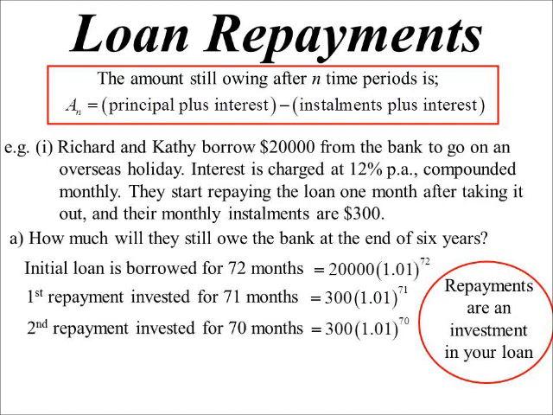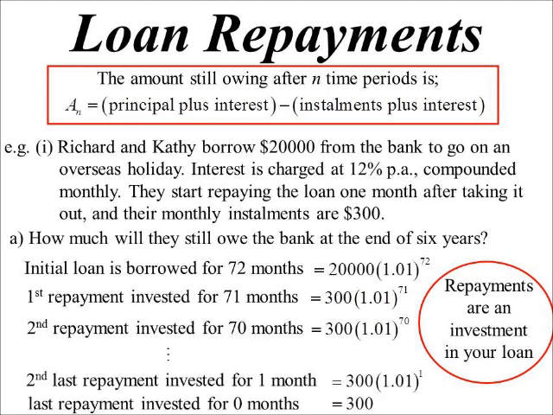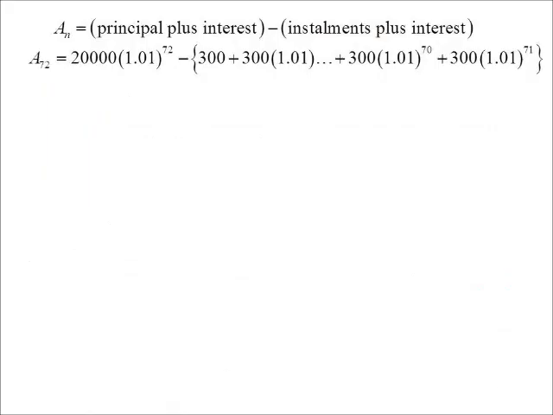The second one will be invested for 70 months, and so on until the second last one. It'll be there for 1 month because your last one is in there for no months. Once you make that last payment, you say, we're done. So they're not going to charge interest on it because you're even. So the last one's just the $300. Okay, so remember that idea. Those two investments, we subtract one from the other.